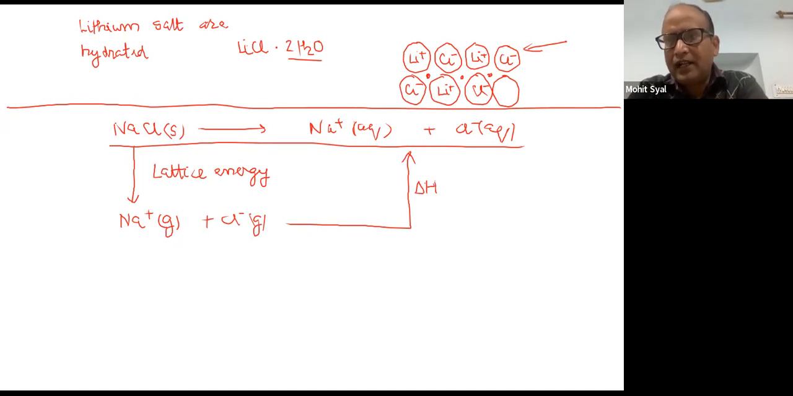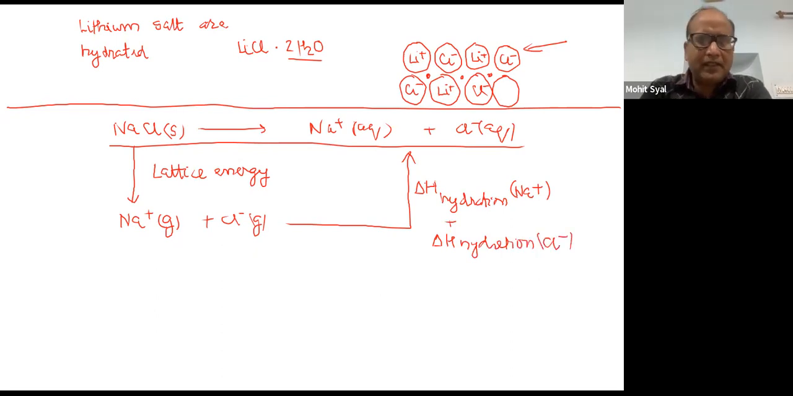Hydration enthalpy, delta H hydration of Na+ plus delta H hydration of Cl-. Because both Na+ and Cl- ions are there, both will get surrounded by water and they will release heat.